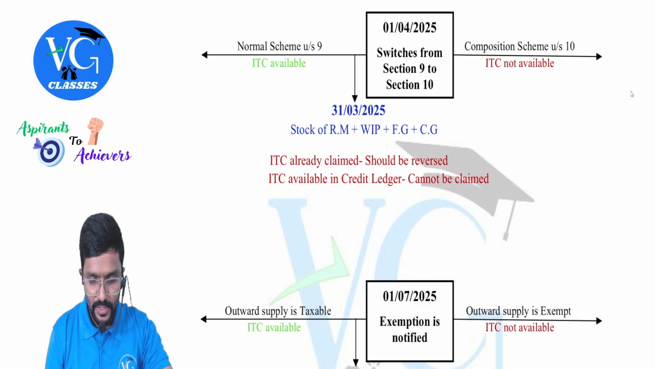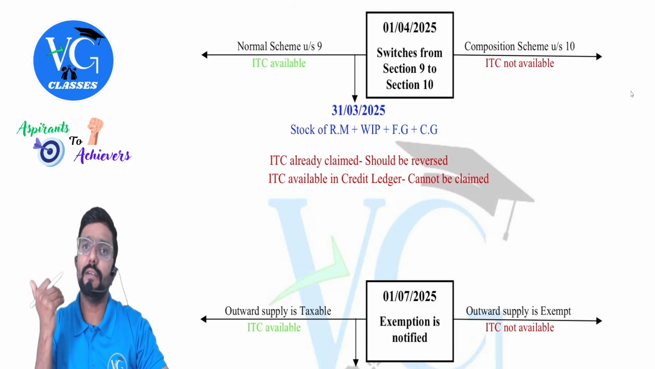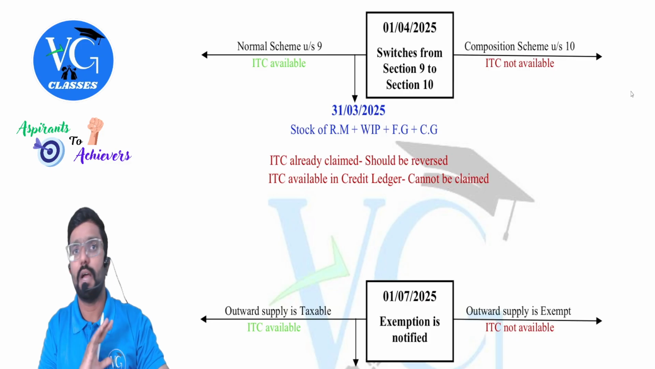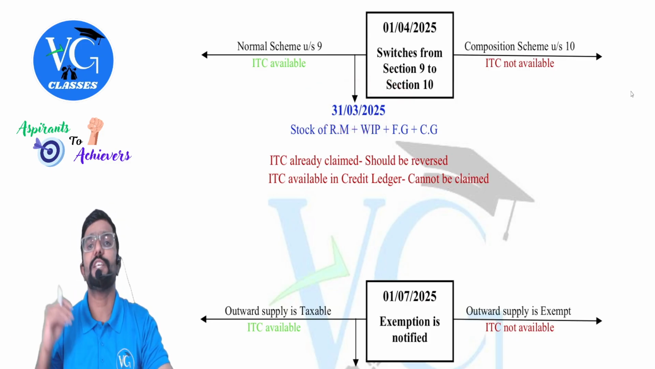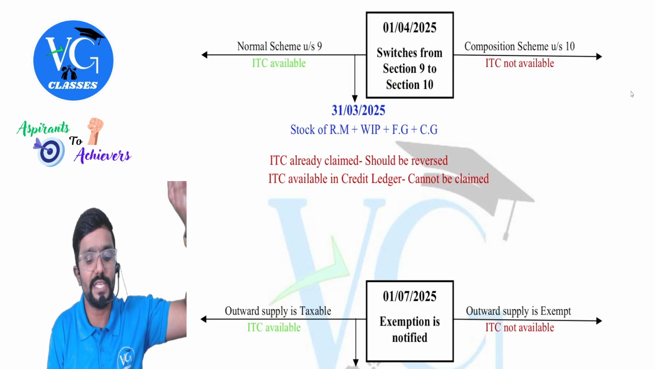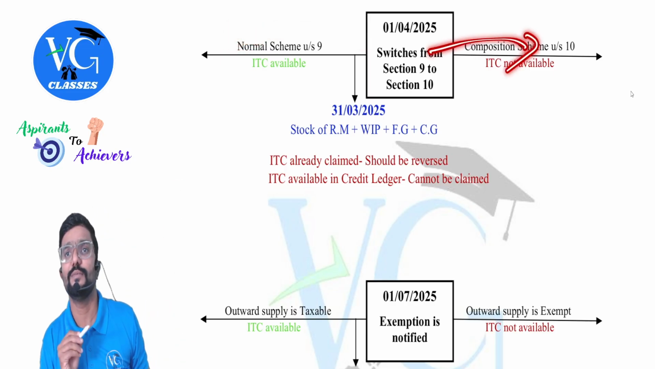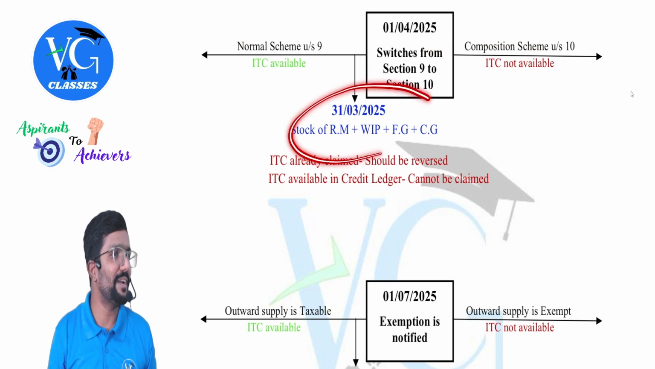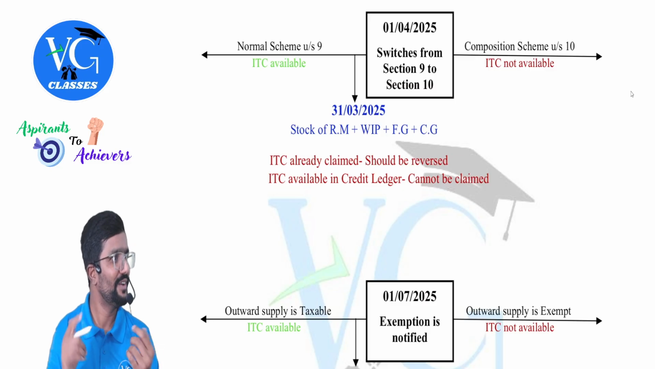Now listen. Sir, before 1st April, I was free to claim credit, right? Yes. But from 1st April, I am going to section 10. I cannot claim credit. What about the stock which I have on 31st March 2025? When did I purchase it? When I was under 9. But when will I use it? When I am under 10. So they told, if you already claimed credit, please reverse. Fair enough, no?